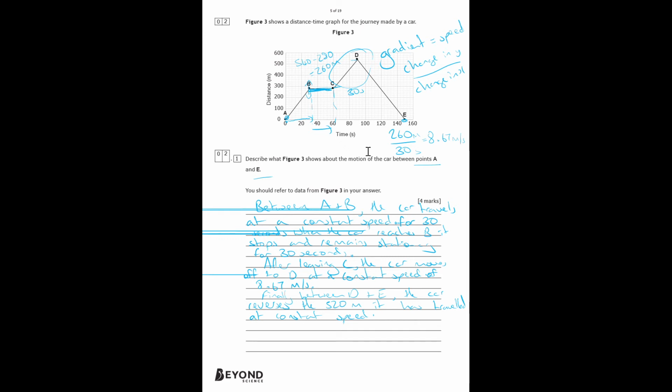For level 2, there is a description of the motion in at least 2 sections of the graph. For 4 marks, there must be data from the graph included in the answer. So you need to include numbers for 4 marks and describe at least 2 sections of the graph. So be aware, if you're fairly comprehensive here, you're almost guaranteeing yourself the 4 marks there.